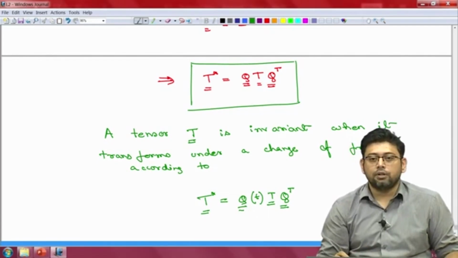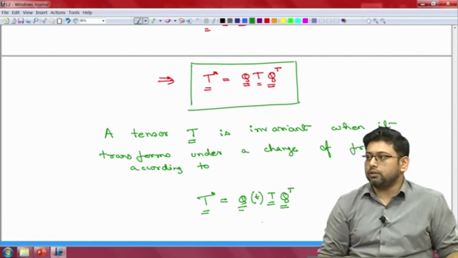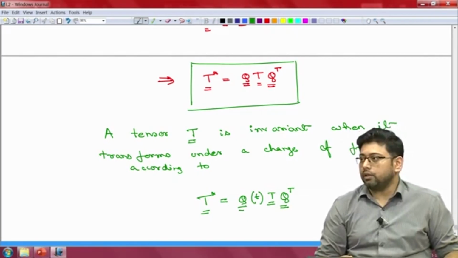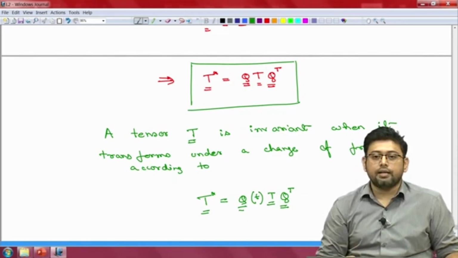So, now that we have established the rule for tensors, we will look at some quantities, some tensors, and we will try to establish whether they are frame invariant. Okay. So, we will do that in the next class.